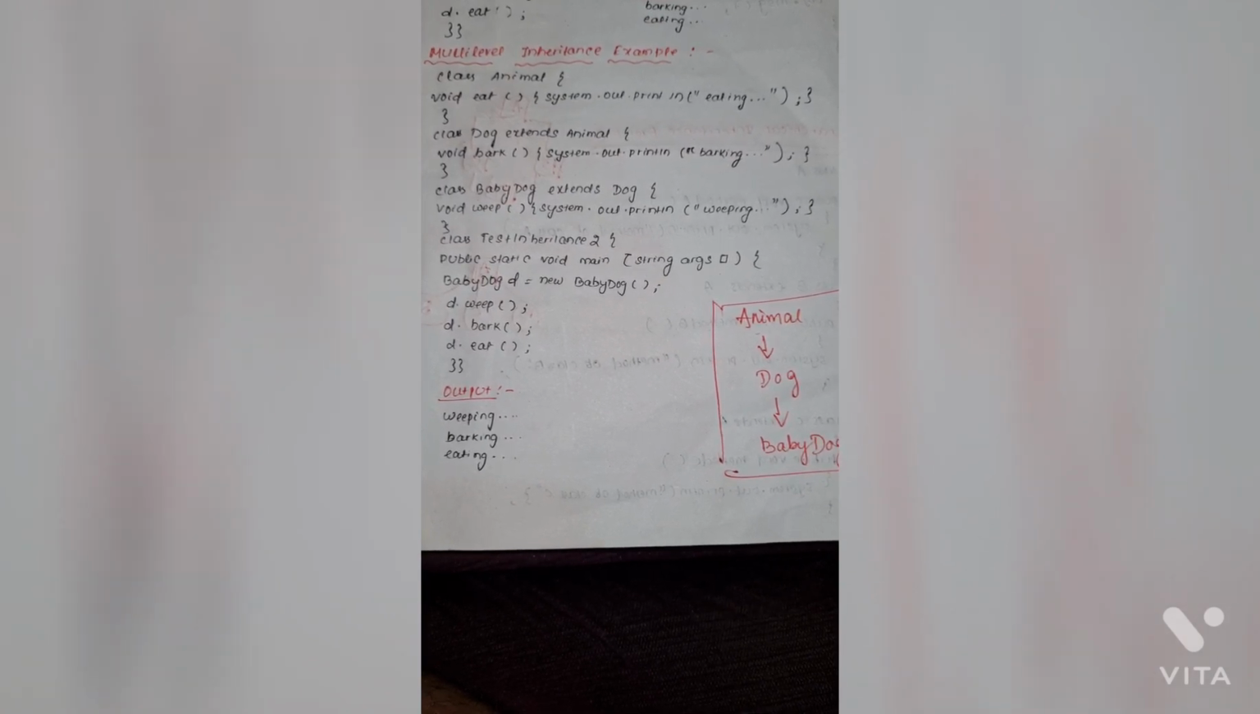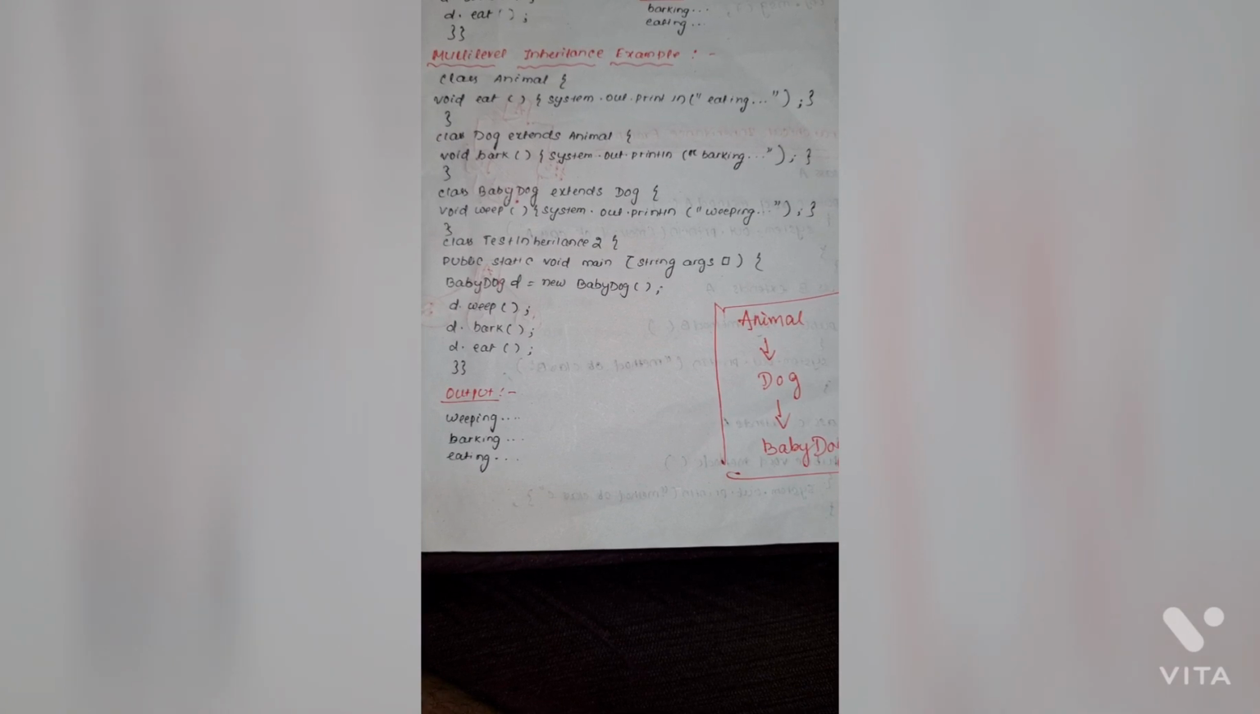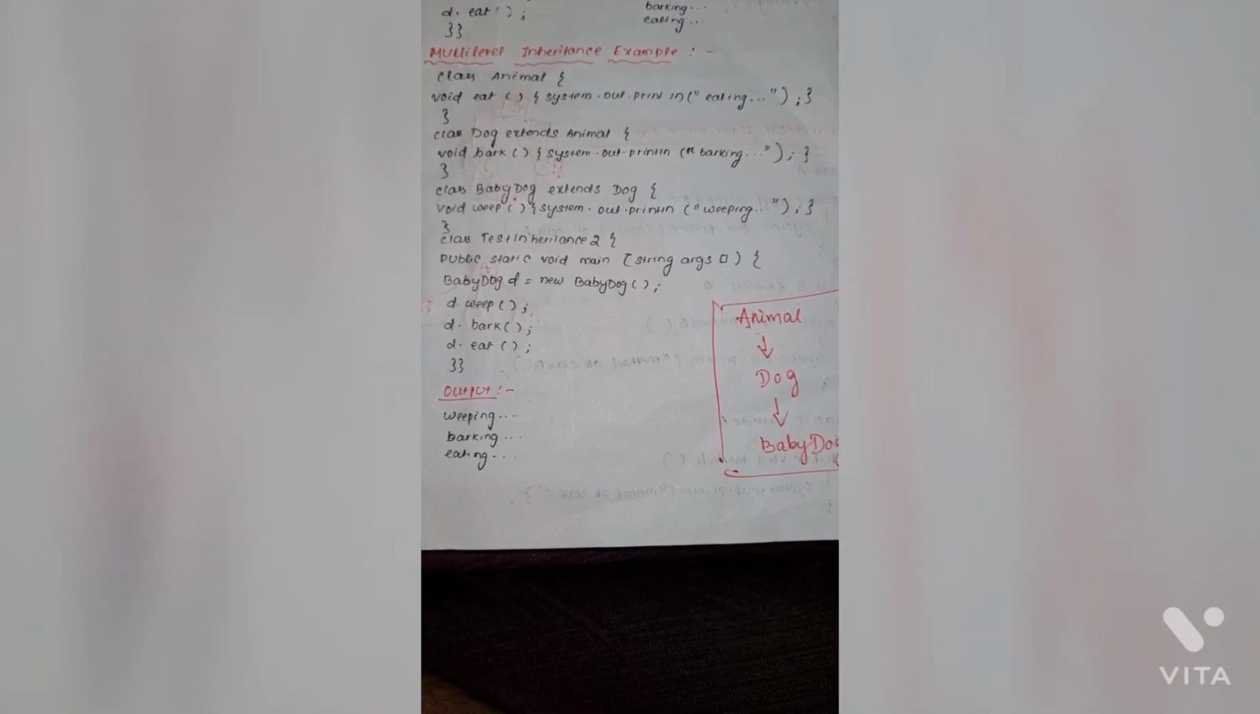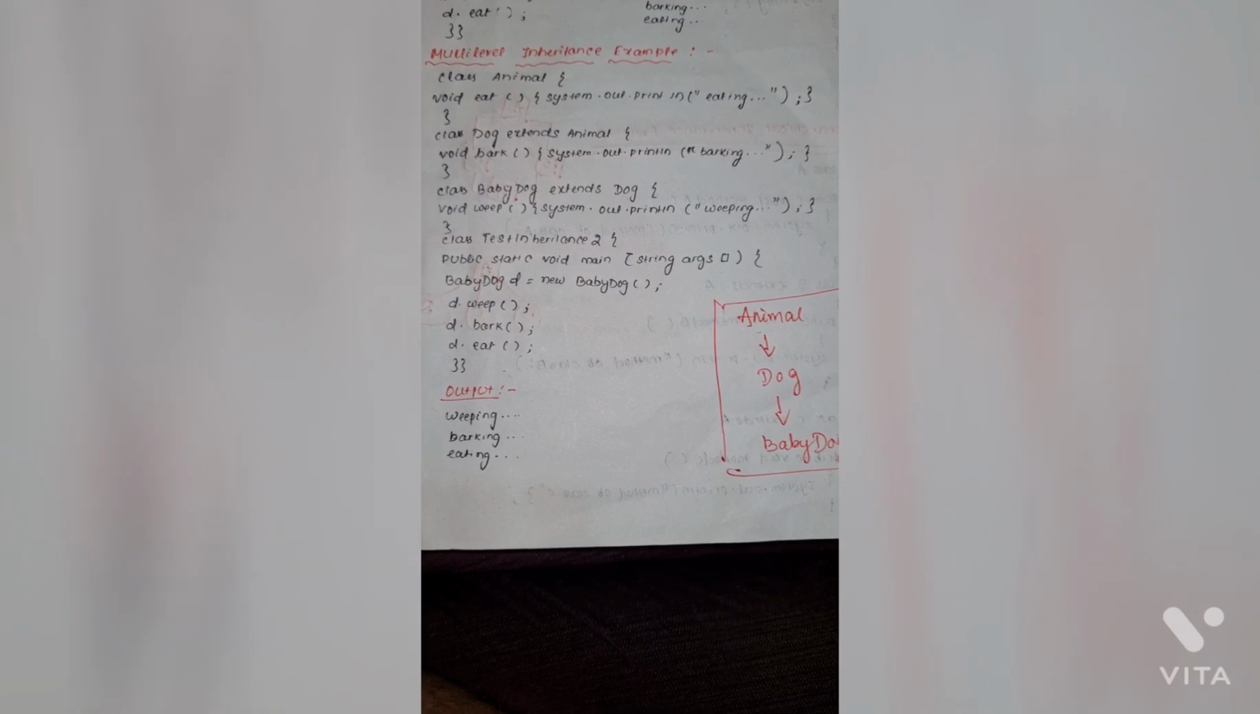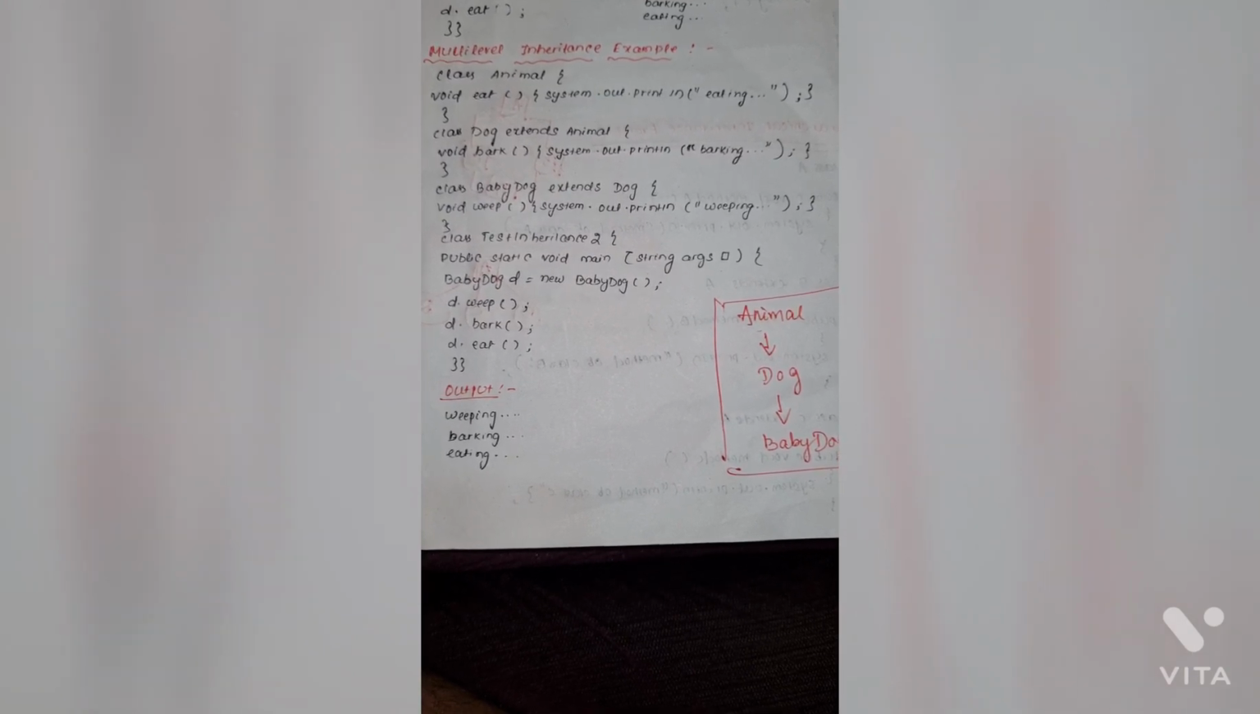I have described an object as D. That's why it is written baby dog D equal to new baby dog. Then I should call all of those functions using the object. That's why D dot whip, D dot bark, and D dot eat. So in the output we will get whipping, barking, and eating.